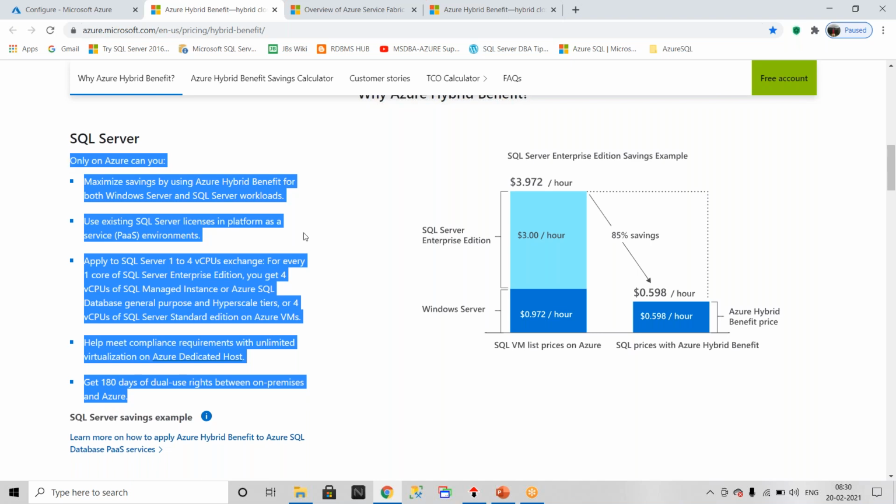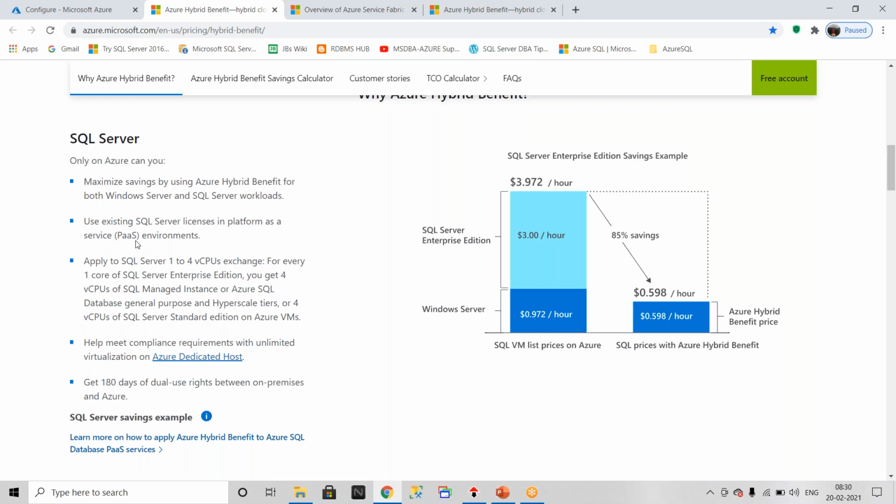Whatever license you have already purchased on-prem can be applicable only on the Azure cloud. Using the existing SQL Server license in a platform as a service environment, you can use this license not only in an Azure VM, you can also use it in the platform as a service. So what are the platform as a service options? Two. One is Azure SQL Database, one is Azure Managed Instance. You can use both, sir.